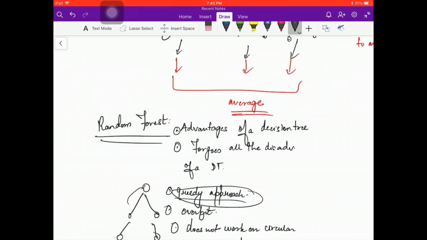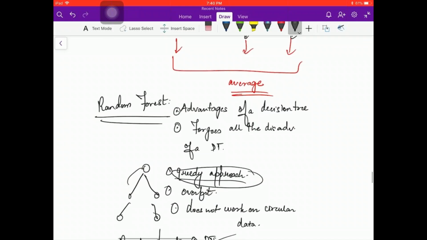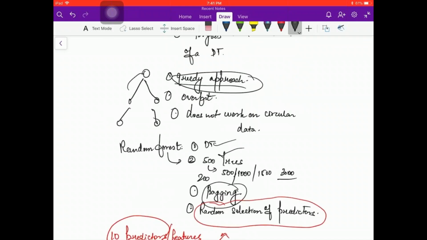So random forest takes all the advantages of a decision tree but forgoes all the disadvantages. As I said, why did the decision tree choose the first variable as the first variable or the second variable as the first variable? There's a particular reasoning of the entropy. But in case of random forest, it is following bagging, and on top of that, it is also doing random selection of predictors.